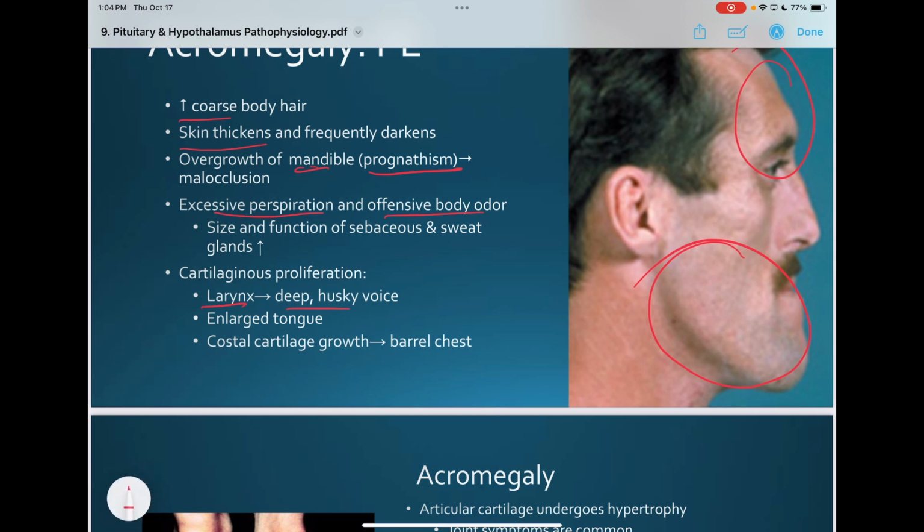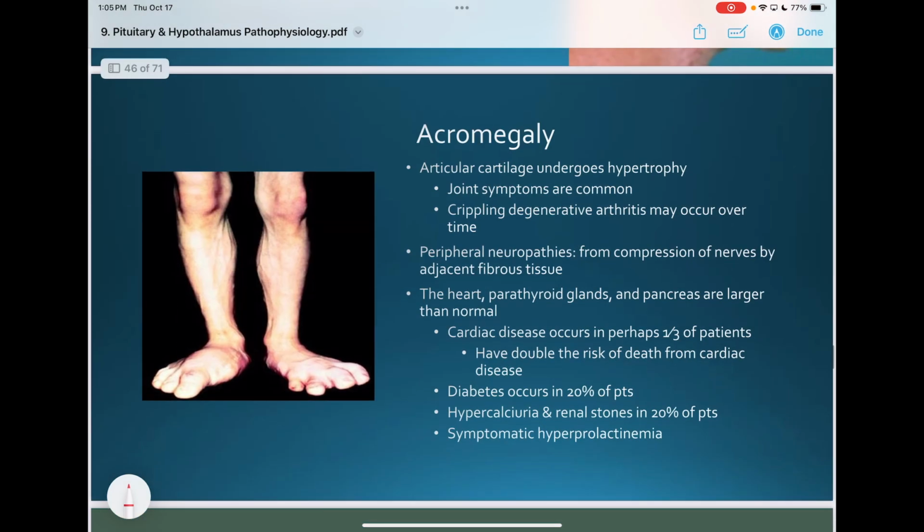If you know wrestling, Andre the Giant had acromegaly. If you ever hear his voice, he sounds very low and deep because the thickening of the larynx caused the voice to drop. Enlarged tongue, costal cartilage growth giving a barrel chest. Look at this person's feet due to acromegaly.